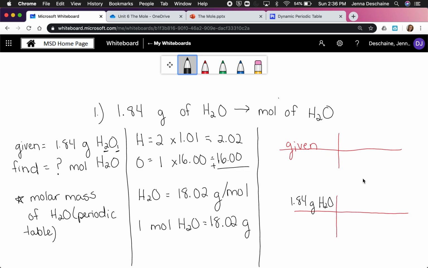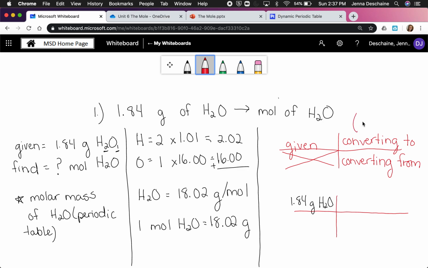Okay, and then your conversion factor goes on these two spaces right here. This space is almost never used, so I'm going to put an X through it, okay? So the unit I'm converting to is going to go on the top, and the unit I'm converting from goes on the bottom. This is also the find, okay?